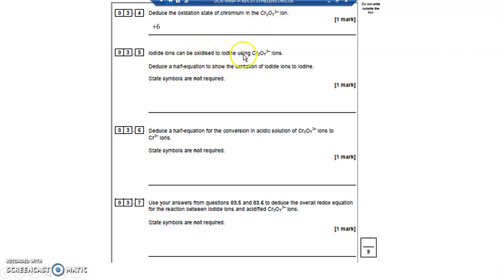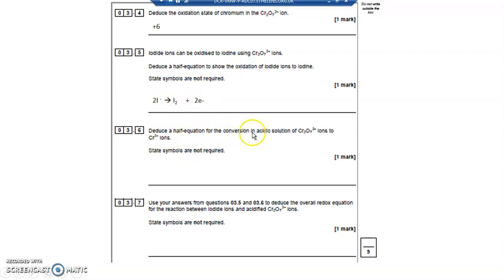Iodide ions can be oxidized to iodine using Cr2O7 2- ions. Deduce a half equation for the oxidation of iodide ions, I-, to iodine. Now remember, iodine is I2. The halogens pair up in twos and form a covalent bond between each of their atoms to fill up their outer shells. So in group 7, they need to gain 1, so each atom puts 1 electron into a covalent bond, so forms I2. So we need 2 I minuses, and then a half equation has always got electrons. Well, there's 2 minuses on the left hand side, so I need to introduce 2 e minuses on the right hand side to balance the charges.